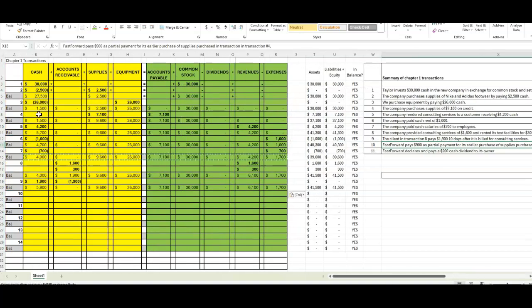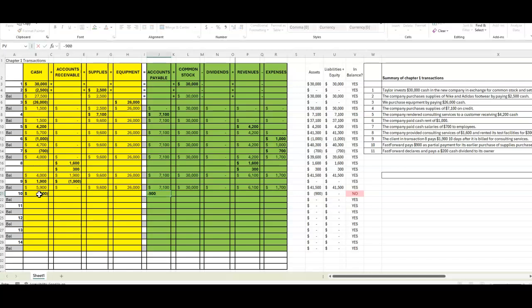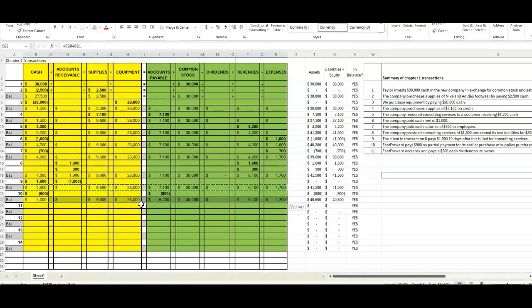So we purchased supplies in number 4, for $7,100, and now we're going to pay $900 of that back to them. So cash is going to go down, and this accounts payable is going to go down too. We don't owe him $7,100 anymore. We owe him, what is that? 6,200. We'll see if my math skills are working today. Yeah, 6,200. So assets went down by 900, liabilities went down by 900. Everything's in balance.